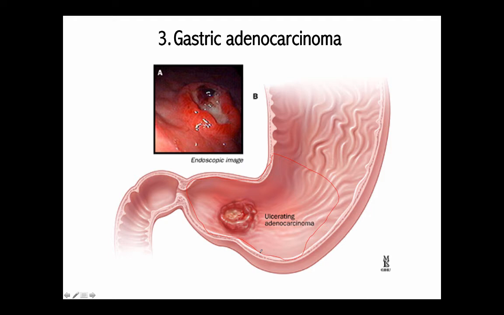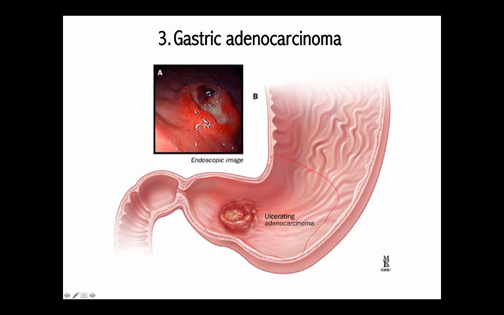And so that's consistent with the site of colonization of Helicobacter pylori. A little bit of a low resolution image here, but you can see a diagram of an ulcerating lesion, and these can become very serious, and again they can bleed.